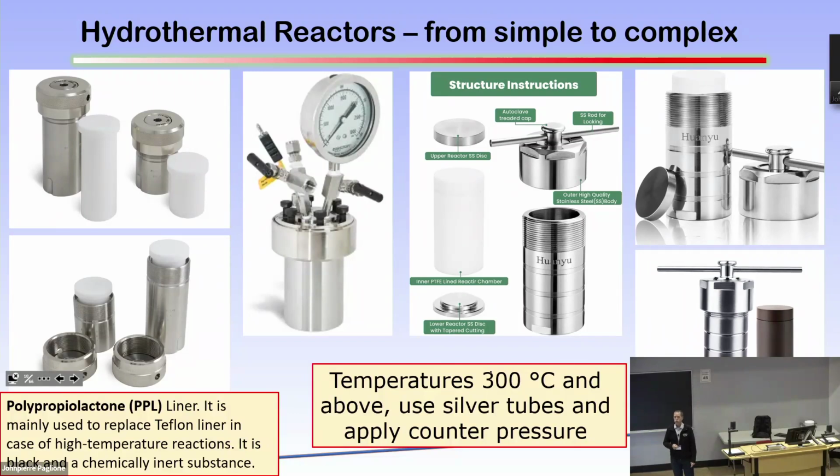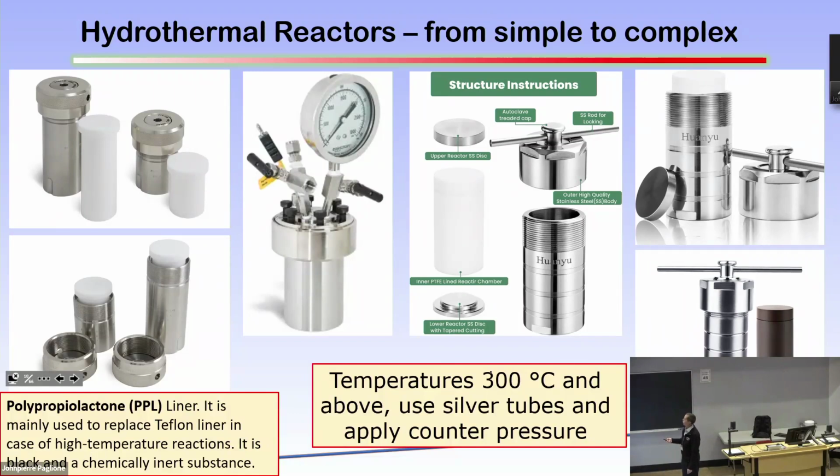If you go to the internet or to different websites, you can buy fancy systems. They have pressure gauges, they have reliefs, you can add gases, whatever you want. You can get different size Parr bombs. And if you go to Amazon, you can find much cheaper vessels.